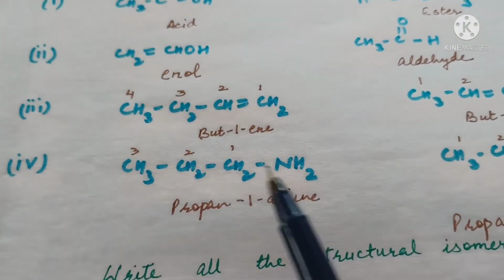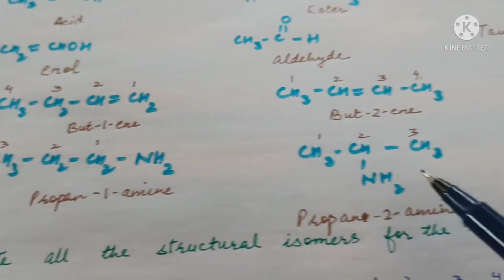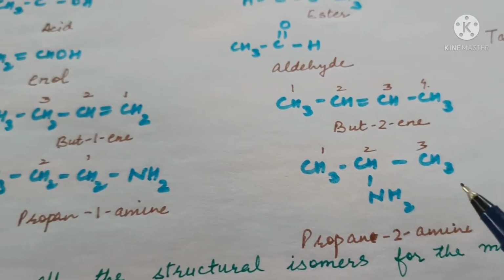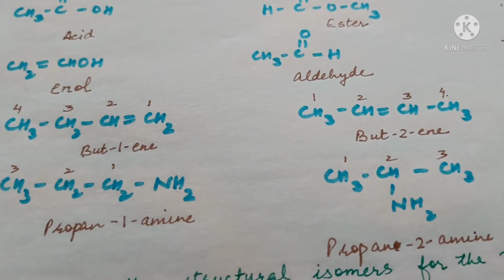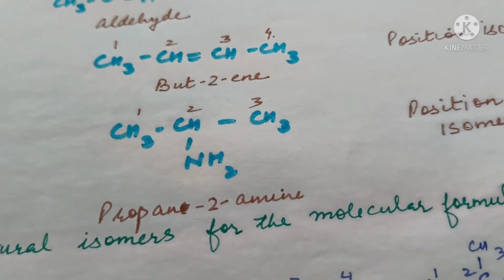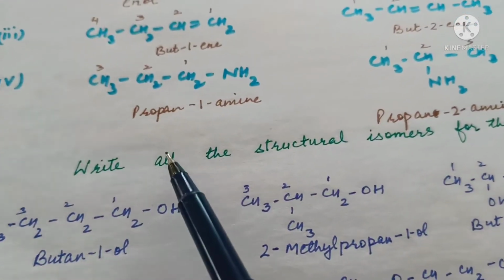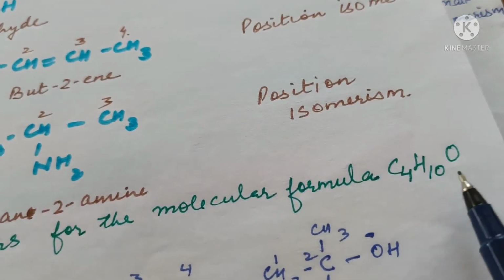This compound is 1-aminopropane or propan-1-amine, whereas this is propan-2-amine. So the difference is on account of the position of the amino group. So the compounds are showing position isomerism. Next question is, write all the structural isomers of the molecular formula C4H10O.